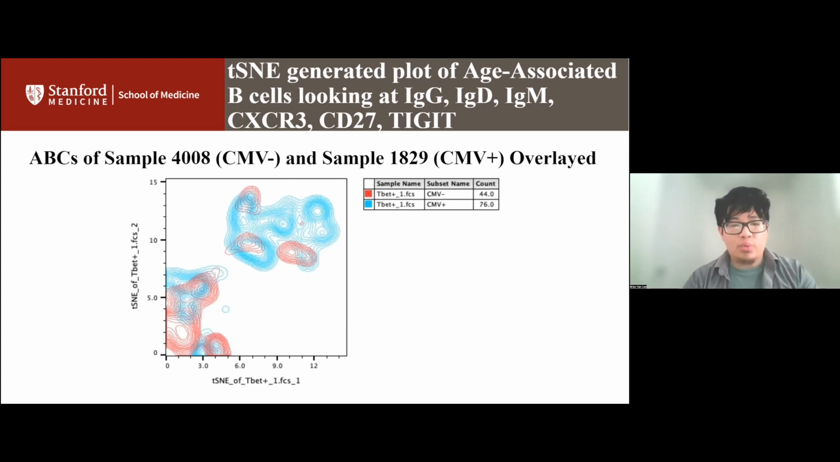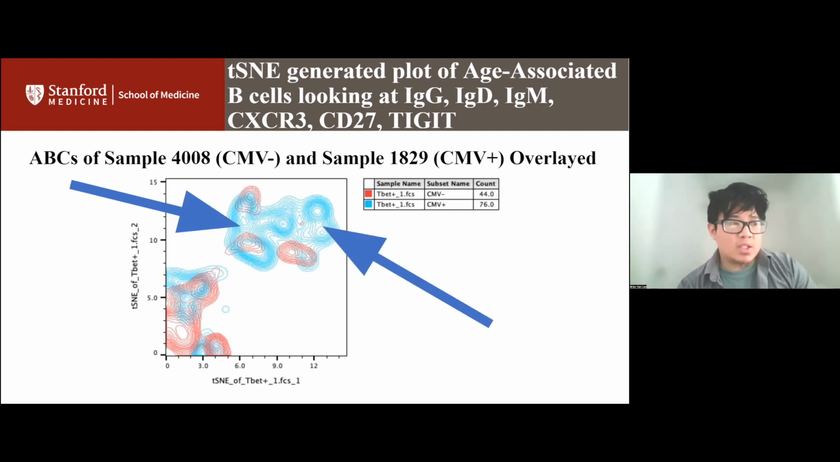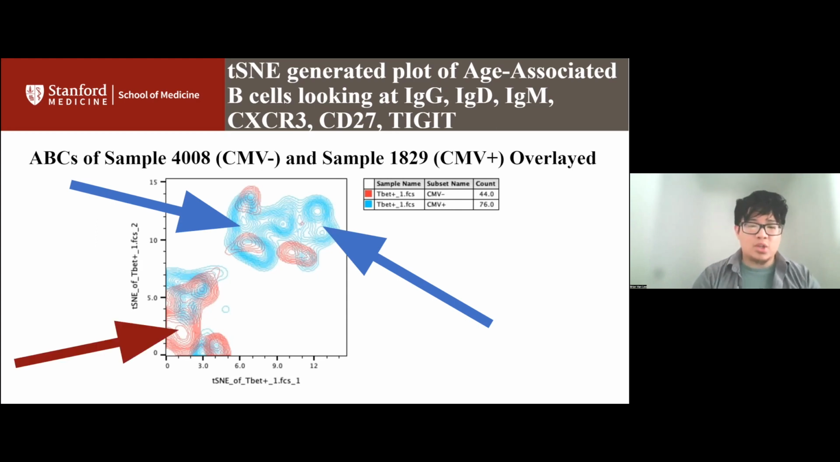So what we were really curious about was that we see certain populations of age-associated B cells that only occur in one sample or the other. In this case, only in the CMV positive section, which calls into question, why is that the case? Because that really shouldn't be the case, right? The age-associated B cells should all be the same compared to each patient. And if you look at this population right here, this one only shows up in the CMV negative population. So that calls us to investigate further.